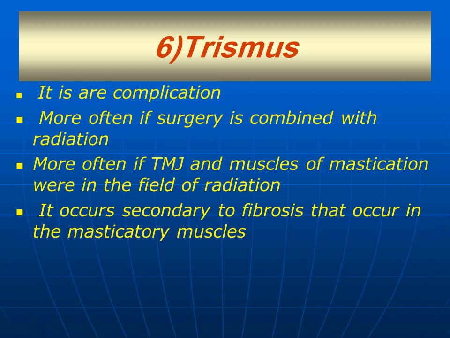Trismus is a rare complication, more often if surgery is combined with radiation, and more often if the temporomandibular joint and the muscles of mastication were in the field of radiation. It occurs secondary to fibrosis that occurs in the masticatory muscles.